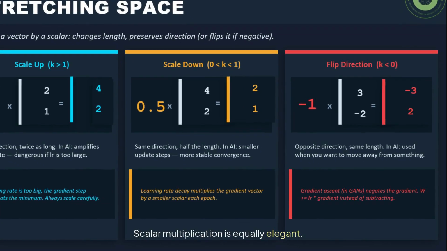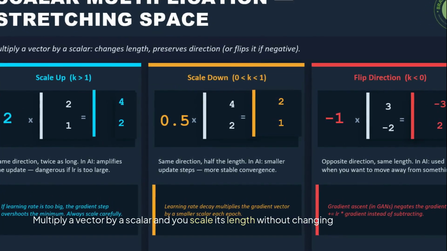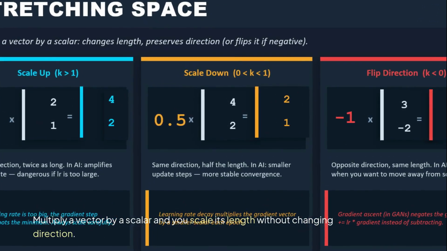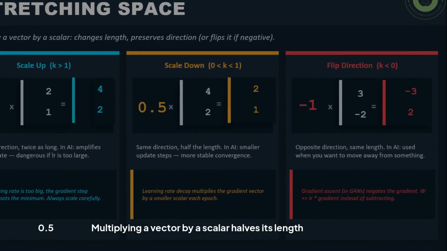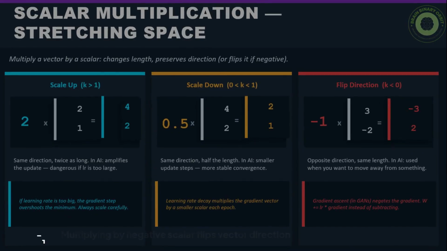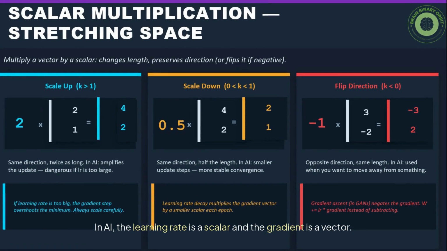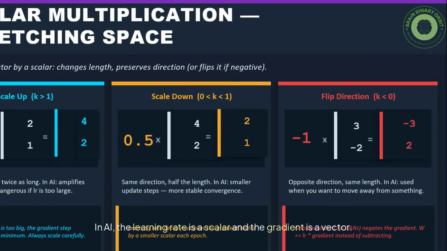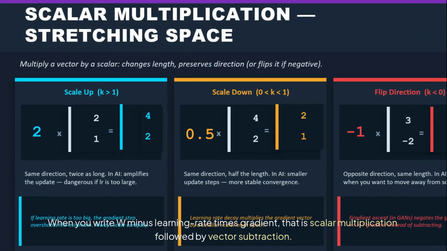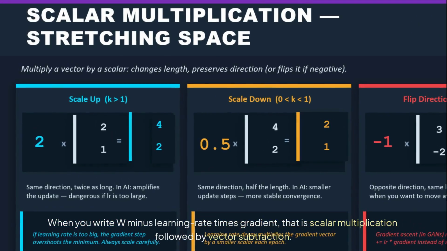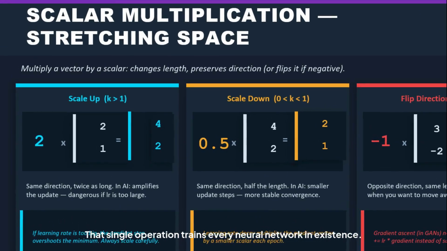Scalar multiplication is equally elegant. Multiply a vector by a scalar and you scale its length without changing direction. Multiply by 2 and the vector doubles. Multiply by 0.5 and it halves. Multiply by -1 and it flips to point the opposite way. In AI, the learning rate is a scalar and the gradient is a vector. When you write W minus learning rate times gradient, that is scalar multiplication followed by vector subtraction. That single operation trains every neural network in existence.